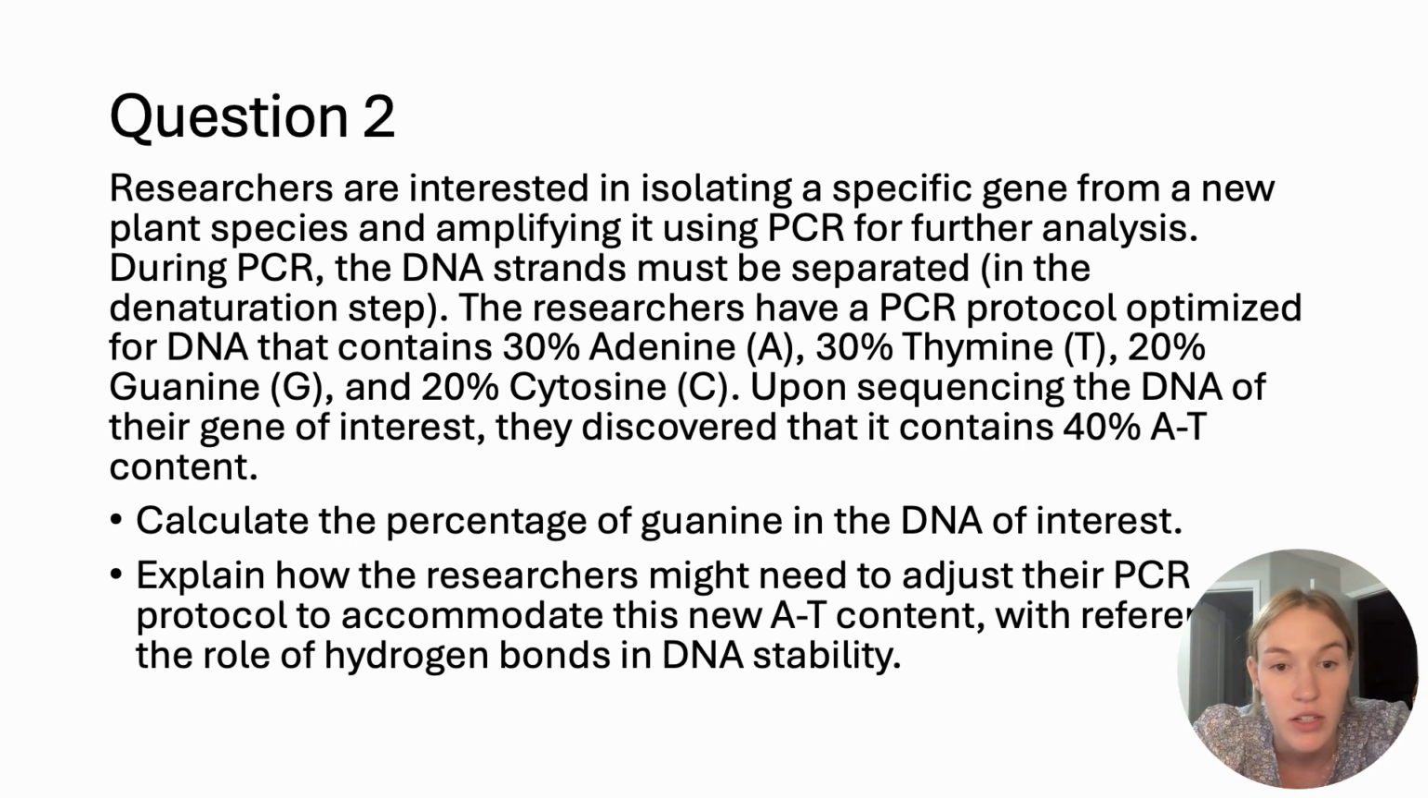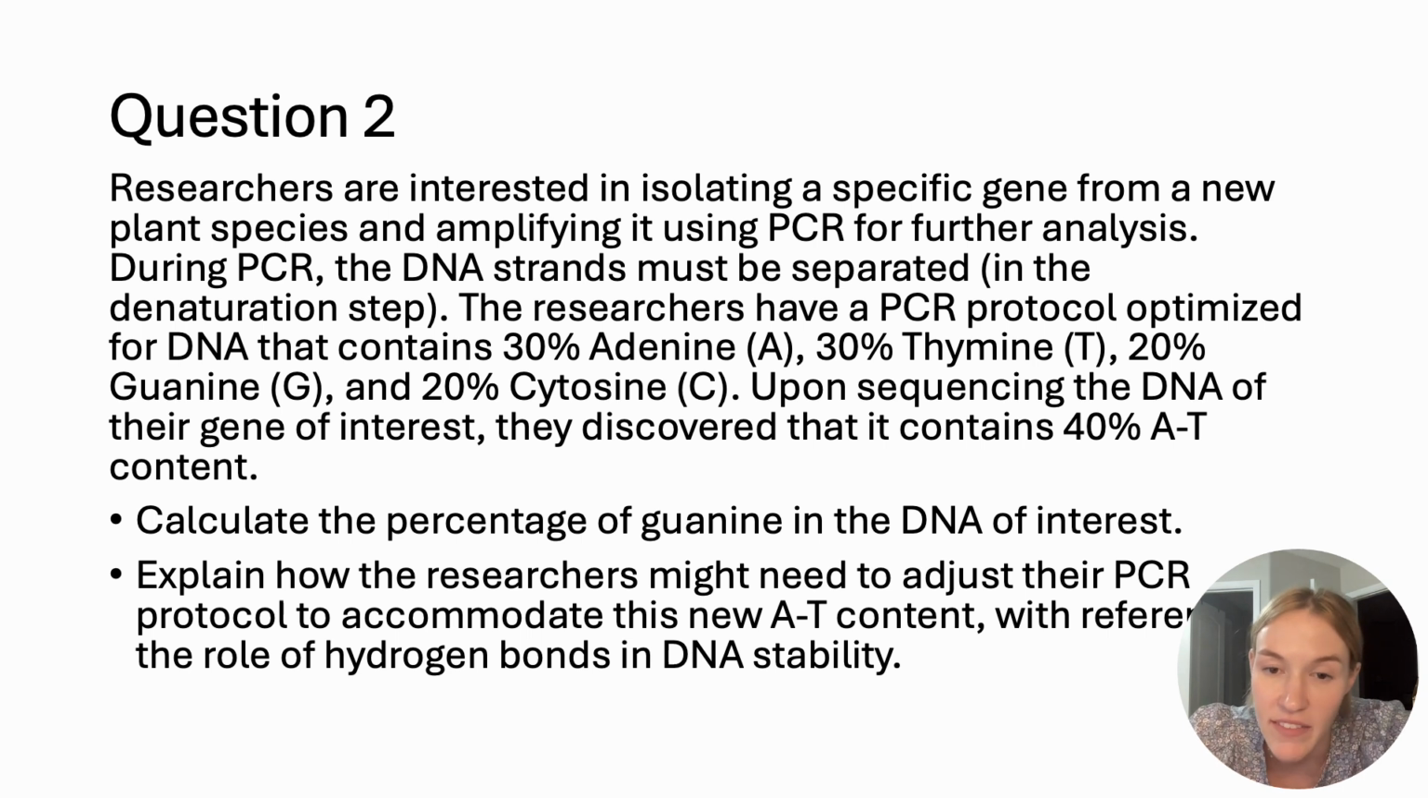This question says, researchers are interested in isolating a specific gene from a new plant species and amplifying it using PCR for further analysis. When we say amplifying using PCR, we are just saying that we are making lots and lots and lots of copies of that gene. So we are going to be copying that gene over and over again, upwards of 1 million times. That's what we mean by amplify. During PCR, the DNA strands must be separated. We call this the denaturation step.